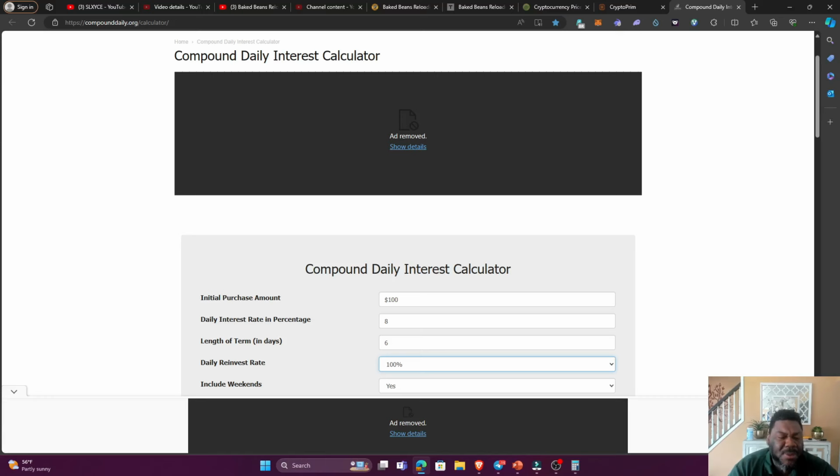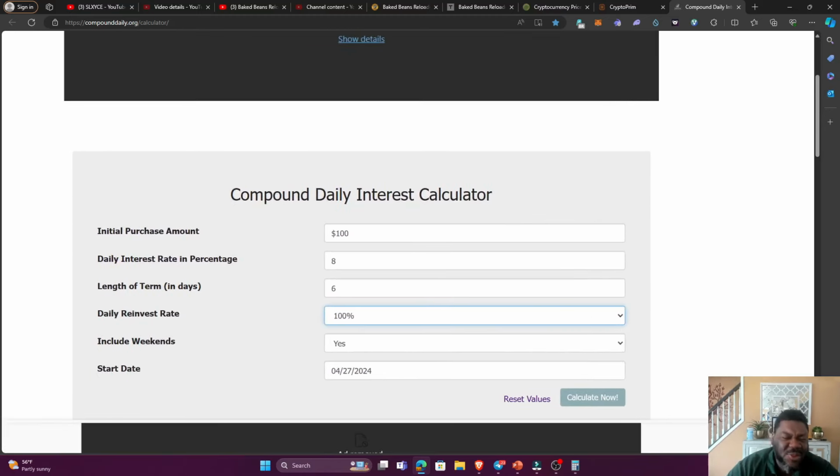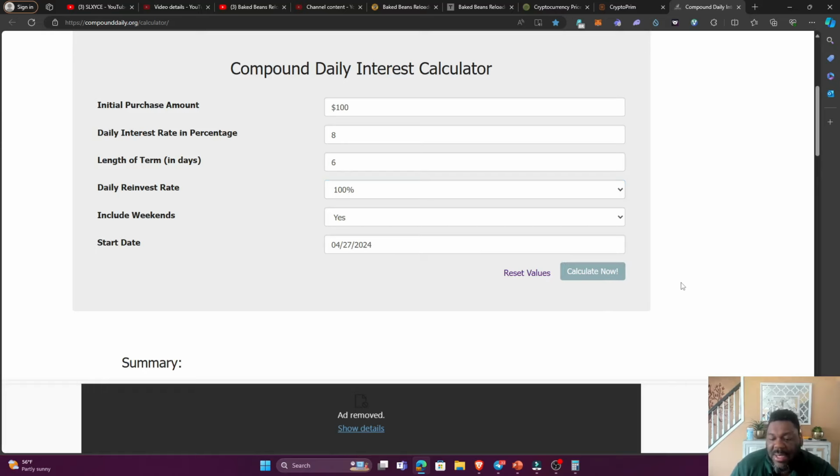When it comes to people talking a lot of stuff, I know it's hard to understand because a lot of us are visual learners. So right here, guys, we have a compound daily interest calculator that's going to help us visualize what's going on and why the 6-1 strategy is effective. Let's say you have $100 worth of beans in the contract. You're obviously going to get 8% a day, which is $8 a day. So let's put in $100. Our daily interest rate is 8%. Let's compound for 6 days straight. Daily reinvestment rate is 100%. Include weekends, yes, and start date is today. Let's click calculate.